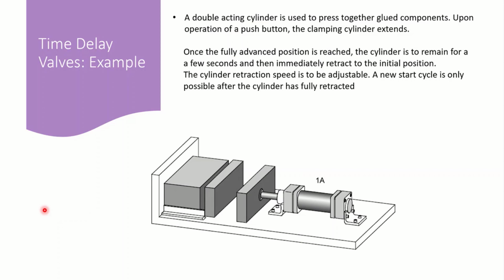That is completely clear, because from the problem, we need a double acting cylinder, a push button, a directional control valve with a push button, a time delay valve for the retraction process, and also a twin pressure valve for checking. So without further ado, let's start designing the circuit inside FluidSIM.